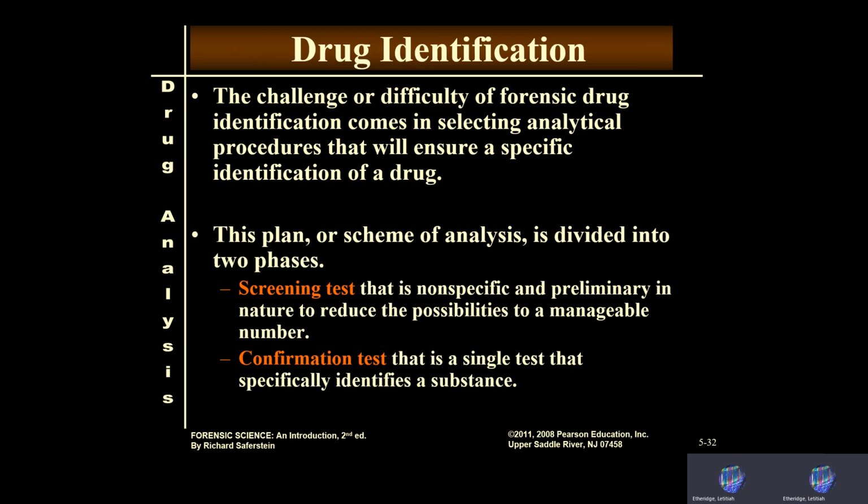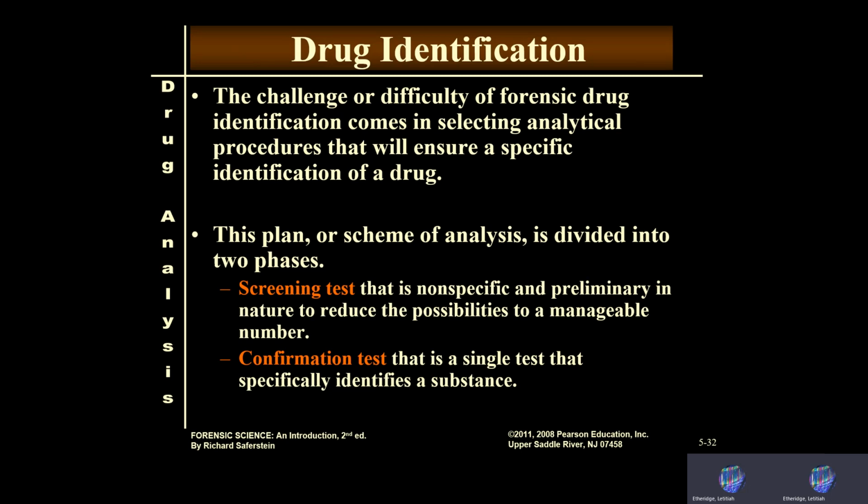So there are two different phases when we're talking about how do we identify drugs. The first one is going to be a screening test. It's usually something non-specific, and it's usually where you start. Essentially, when you get a drug, you're trying to decide from maybe hundreds of different variants which drug this is. Well, there are screening tests you can do that will say, hey, guess what?